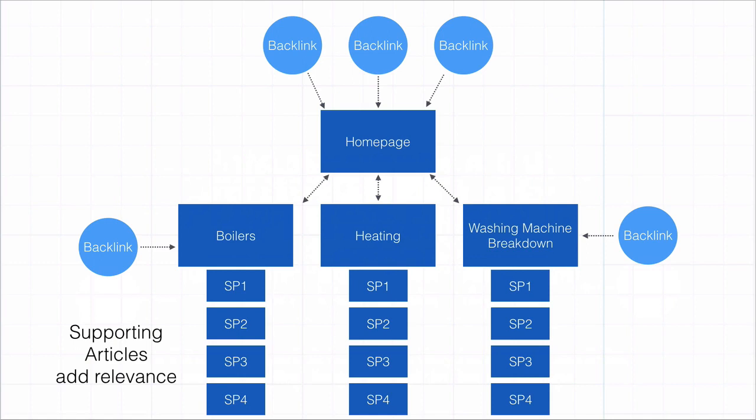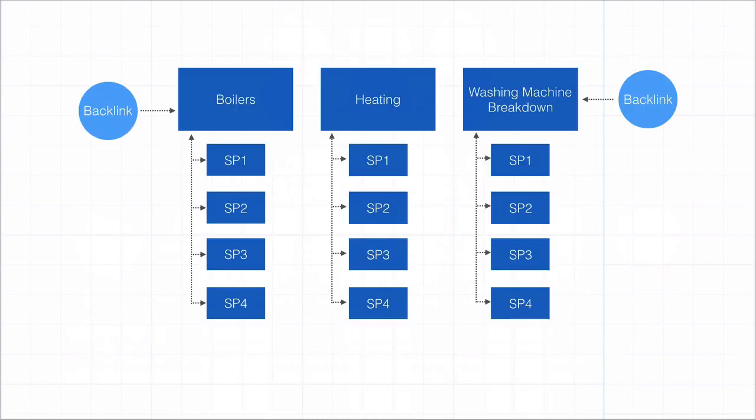Now, if you went out there and did the next step, which in this case would be to build supporting pages for each of these topics, we want to build more relevancy to the idea of boilers, heating and washing machine breakdown, because the website in itself is just generally about plumbing in London. So we're going to build out all these extra pages, and then build links from all these different supporting pages back to the main topic, because we want this boilers page to rank. We don't want these supporting pages to rank.